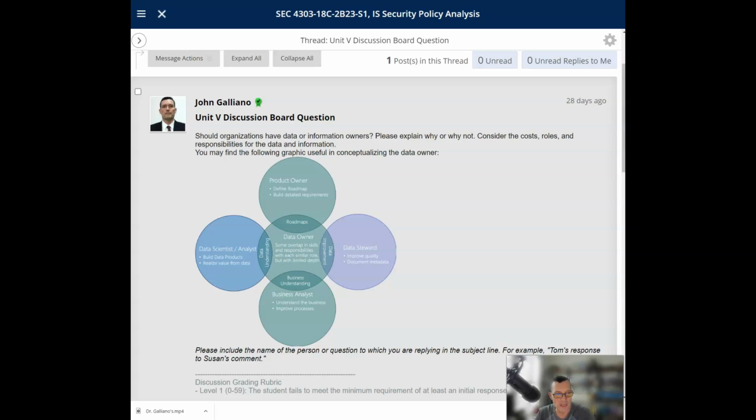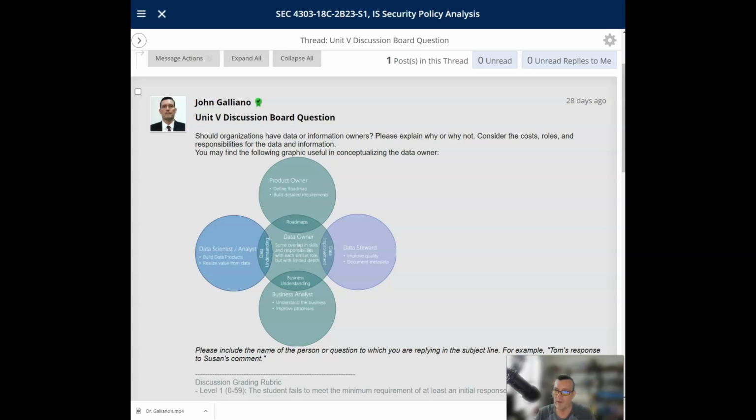So it's like one of those Venn diagrams. At the center of the diagram is the data owner or information owner. And there's basically 4 different other roles that the data owner has to interact with. First, there's the product owner. And with a product owner, you'll develop roadmaps. Then there's the data steward, and you're concerned with data improvement when you work with a data steward.